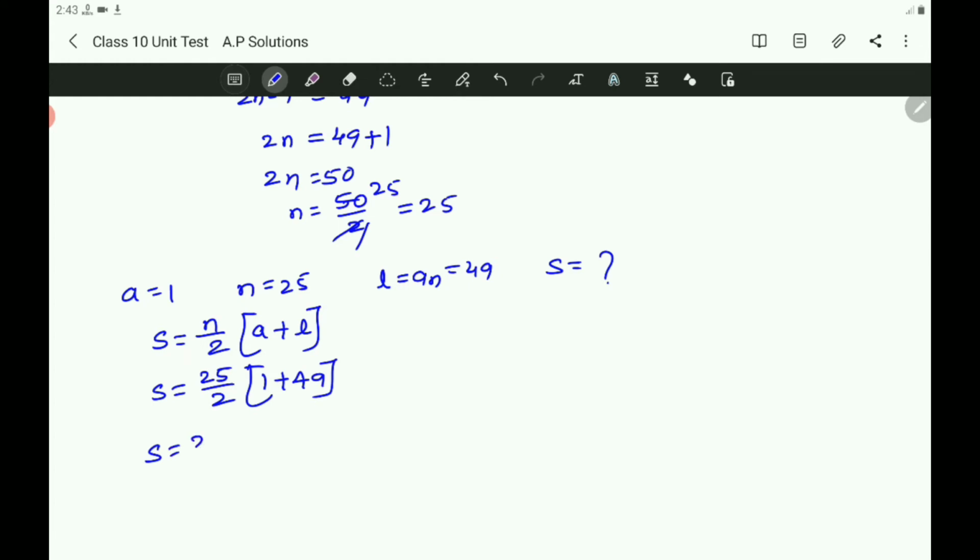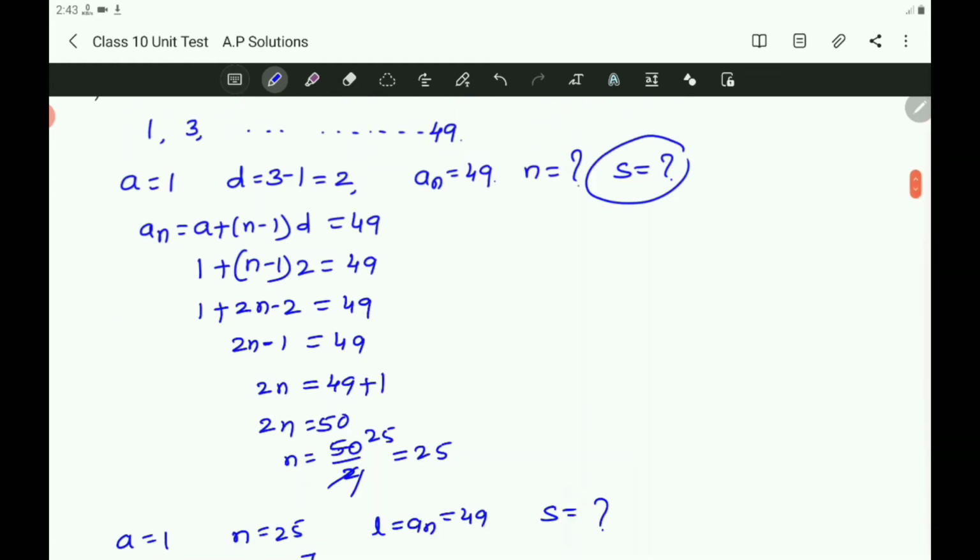S equals 25 by 2 into, what is the sum of 1 and 49? The sum of 1 and 49 is 50. So 2 ones are 2, 25s are. Without the bracket you can write 50. S equals, you know the square of 25 is 625. 25 into 25 is 625.